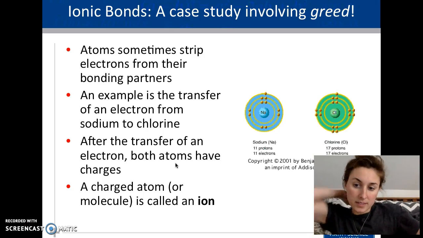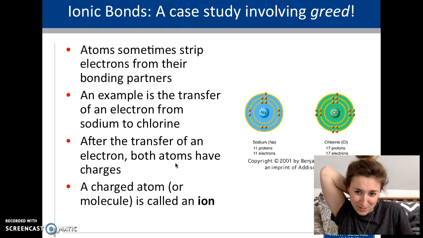Same thing. Ionic bonds, itchy back, help.